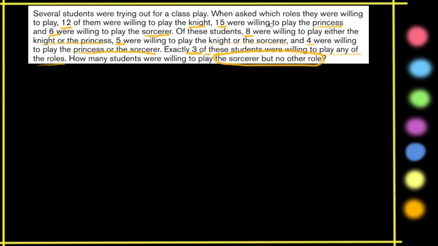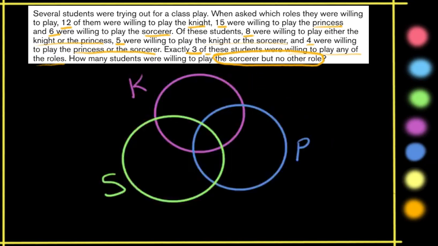So this is a lot of information that they've given us. And the way to do a problem like this is to use a Venn diagram. I happen to have one handy right here. So let's take a look. So it said the knight, there were 12. That means there are 12 students inside this magenta or pink circle. And 15 were willing to play the princess, so there are 15 in this blue circle. And 6 were willing to play the sorcerer. So that means there's 6 somewhere in this green circle.